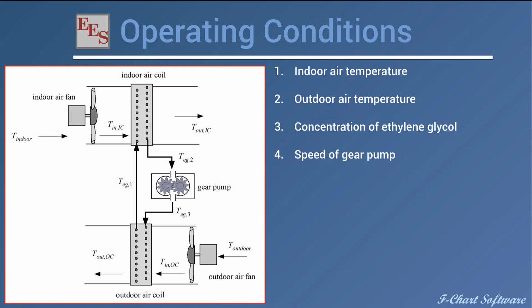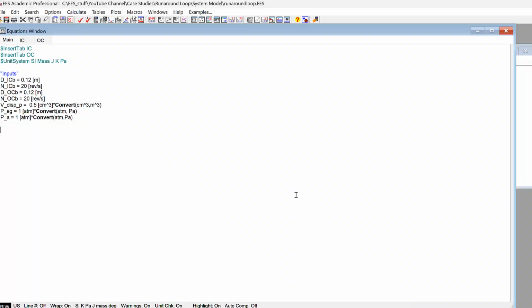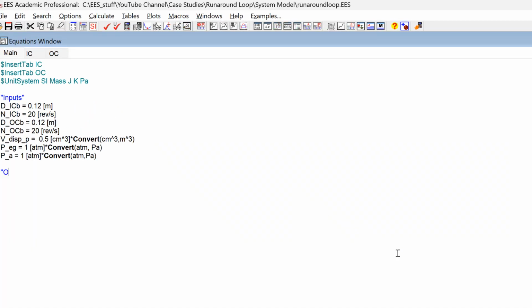The next thing I want to do is think about operating conditions. So these are things that I am going to change as I run my simulation. So the indoor air temperature may not change too much, but the outdoor air temperature certainly will. I can change the concentration of the ethylene glycol, and I can change the speed of the gear pump. I might change those two things to keep the glycol from freezing. So these are going to be in a different category, which I'll call operating conditions.